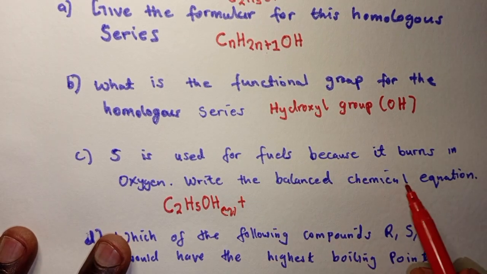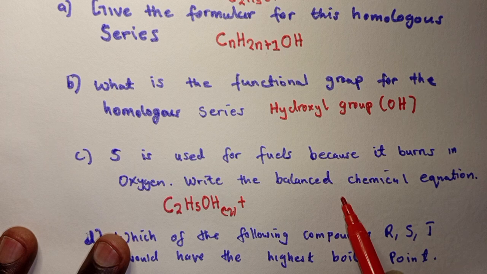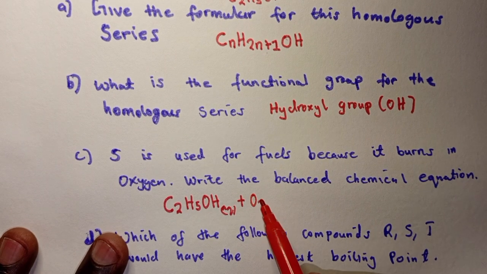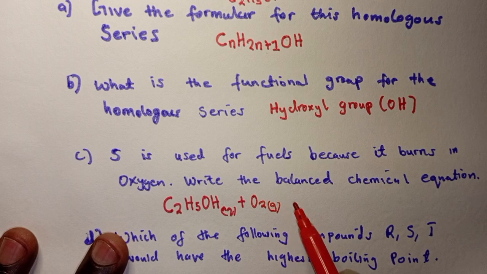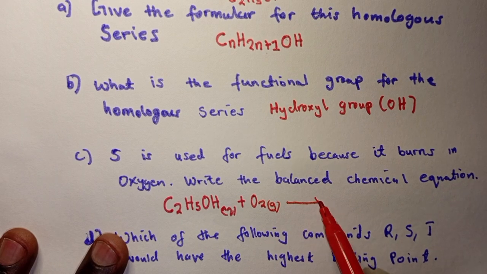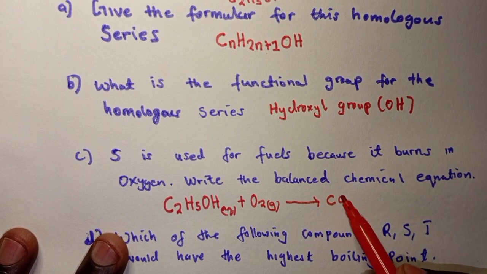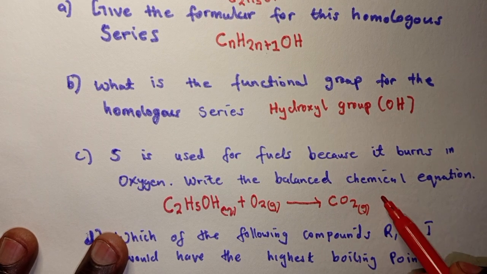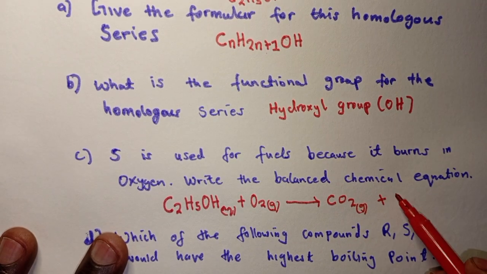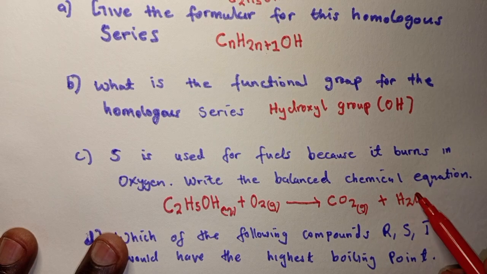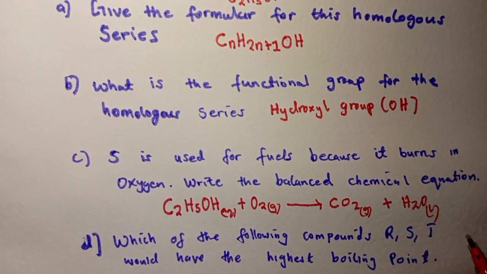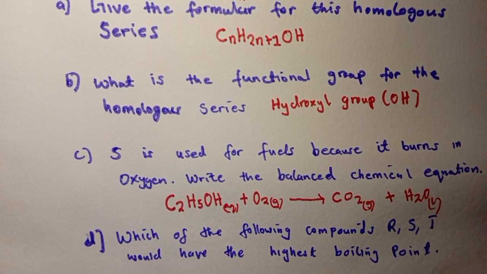Since it's used for fuel, it burns in oxygen. So burning in oxygen, you're simply going to add oxygen. And here you always get two things: carbon dioxide, which is a gas, and water. Then you just need to balance the chemical equation. Balancing the chemical equation here is the tricky thing.